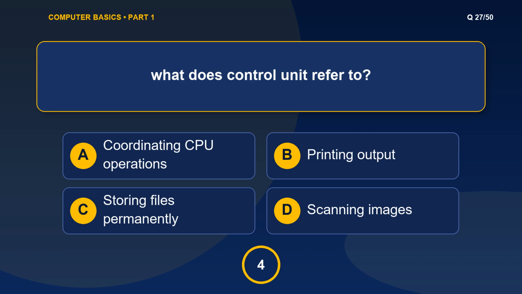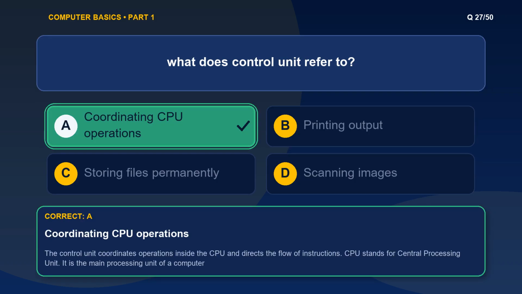What does control unit refer to? Option A. Coordinating CPU operations. Option B. Printing output. Option C. Storing files permanently. Option D. Scanning images. The control unit coordinates operations inside the CPU and directs the flow of instructions. CPU stands for Central Processing Unit. It is the main processing unit of a computer.